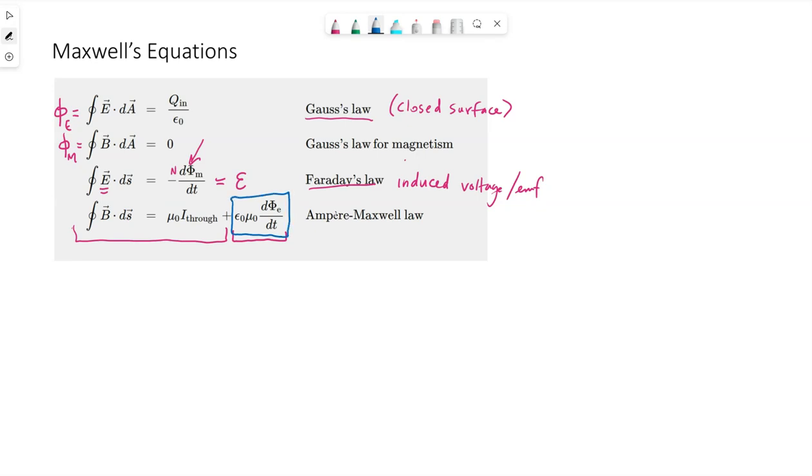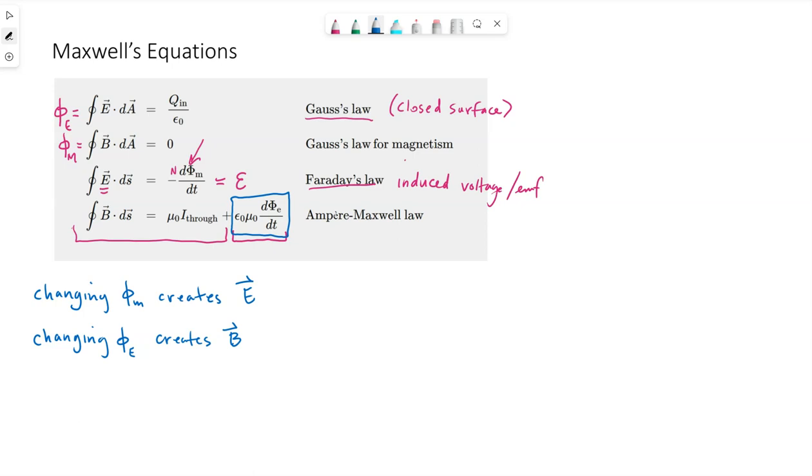So what we see is that a changing magnetic flux created an electric field, but it turns out a changing electric flux creates a magnetic field. Some place that we would see this is between the plates of a capacitor.